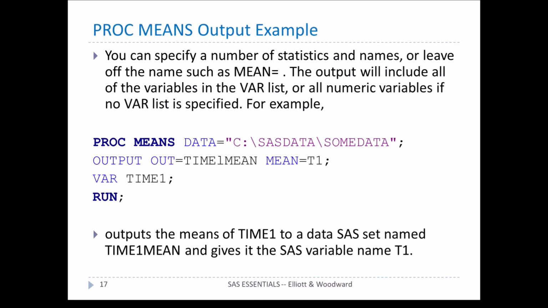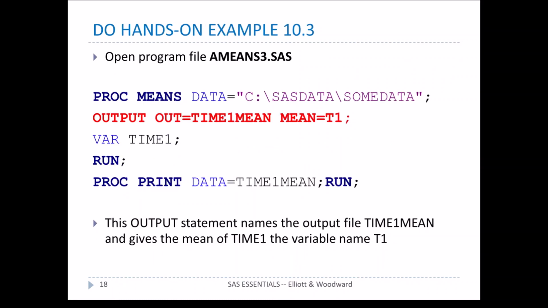So this is the code that we would use to do this. Here we have PROC MEANS from some data. We're going to output to a file called time1mean. We're going to output the mean and call it T1. And we're going to use the variable time1. So this outputs the means of time1 to a data set named time1mean and gives it the SAS variable name T1. All right, so let's see how that works in example 10.3.